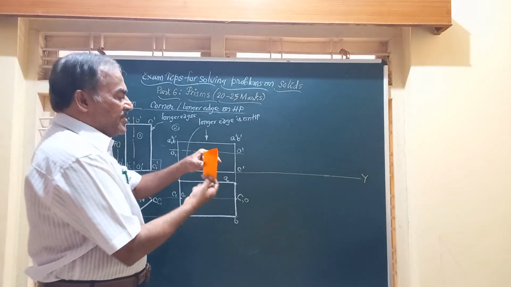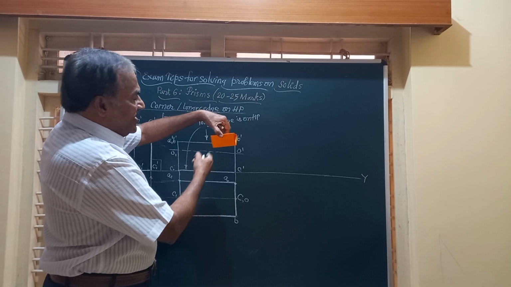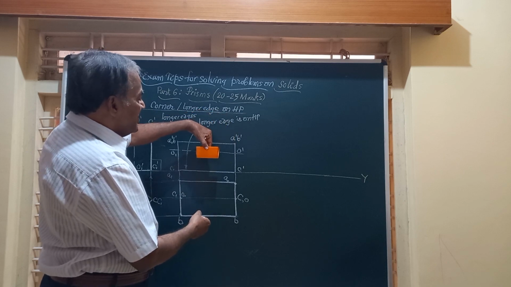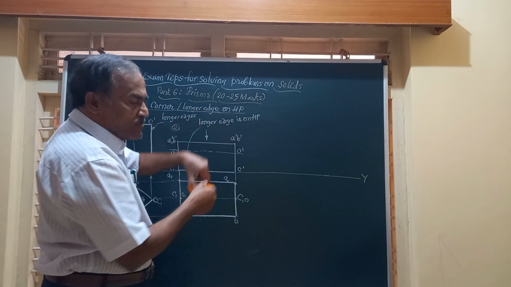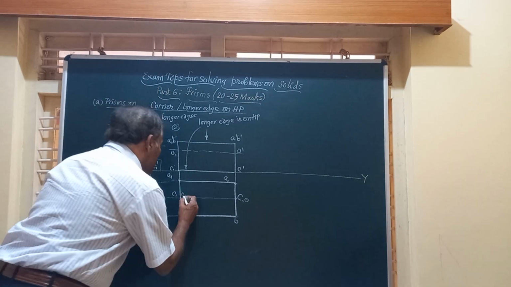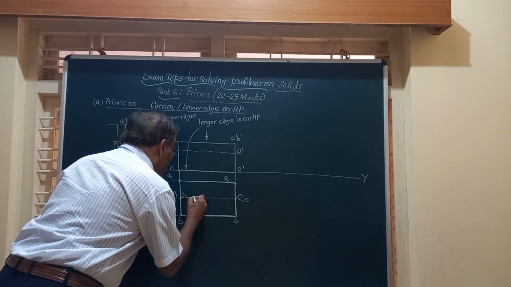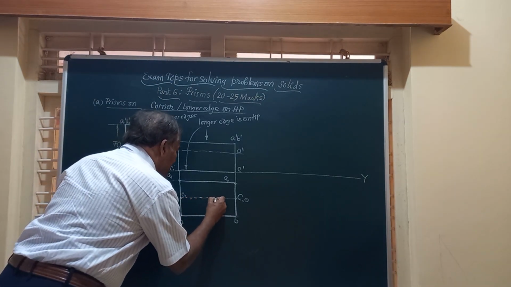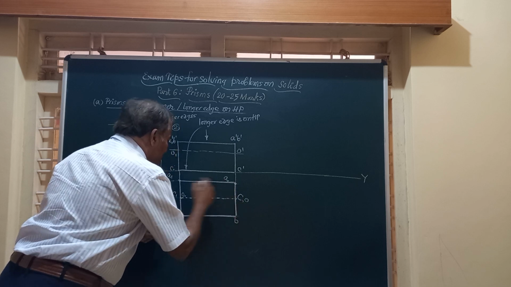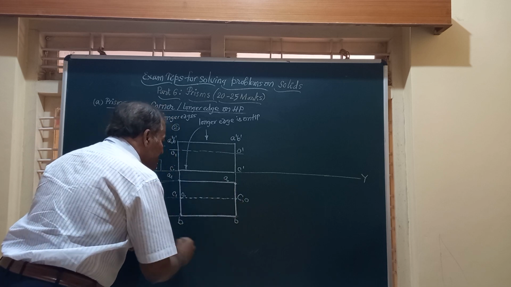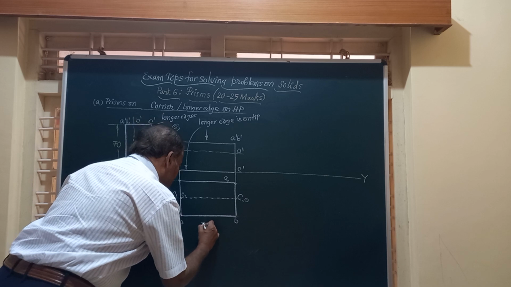I will show it again, friends. So this is the longer edge that is not visible. And hence we have to show this by a dotted line, an invisible line. This will be exactly between these two lines. Friends, this is the top view of the solid.